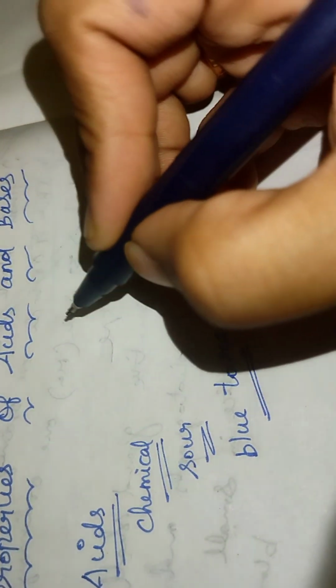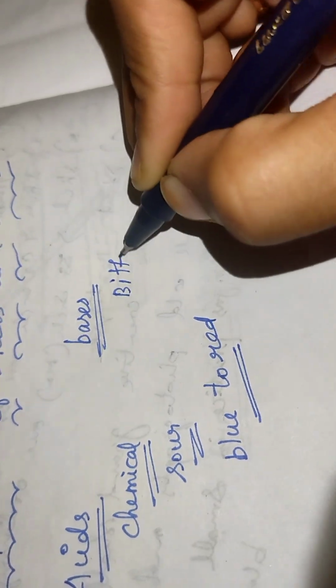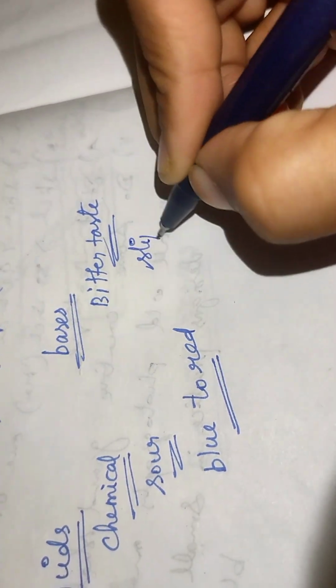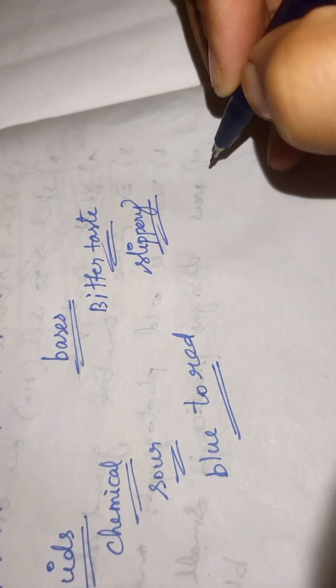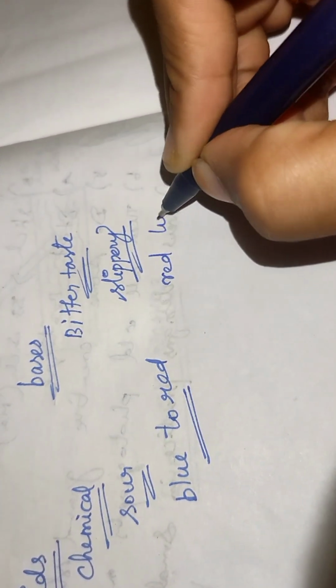Now the next one, which is opposite to acid, is base. Base is a chemical substance with a bitter taste, and it is slippery to touch. It has the ability to change red litmus to blue litmus.